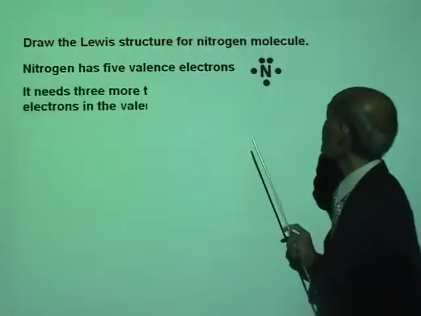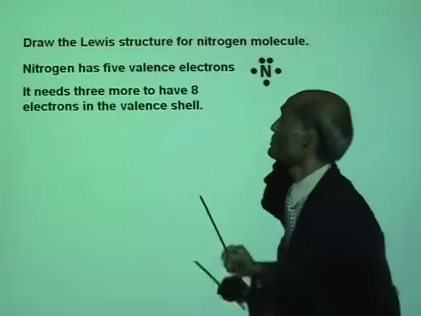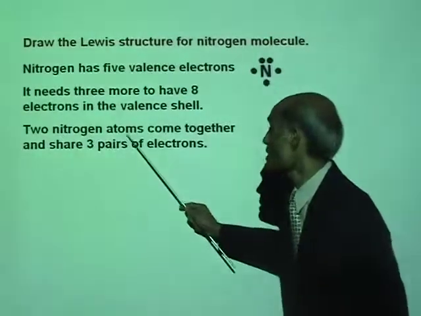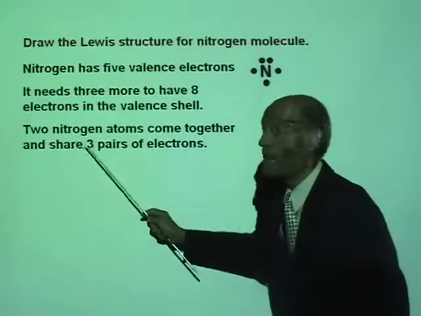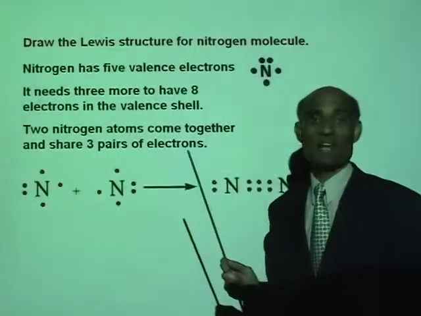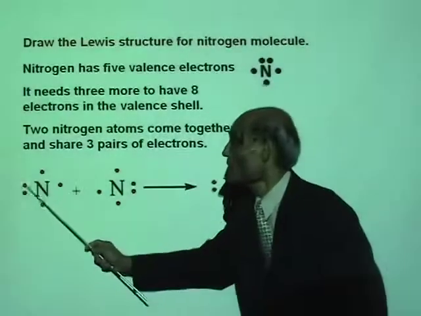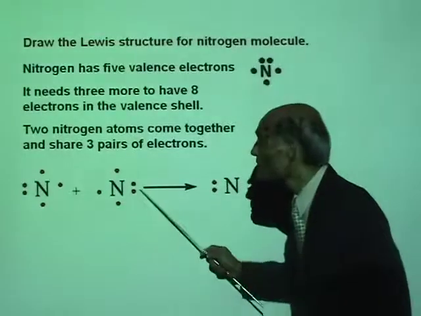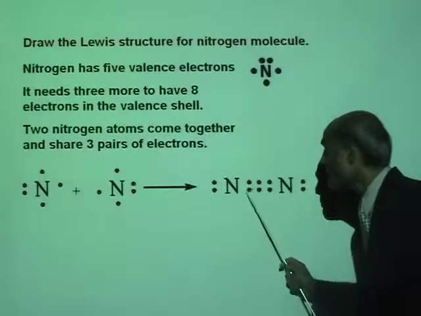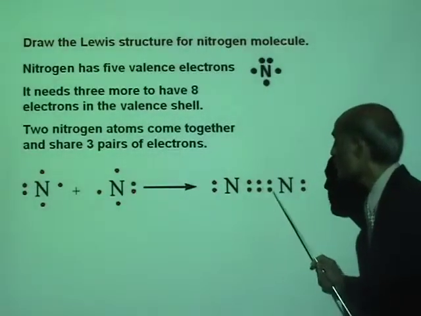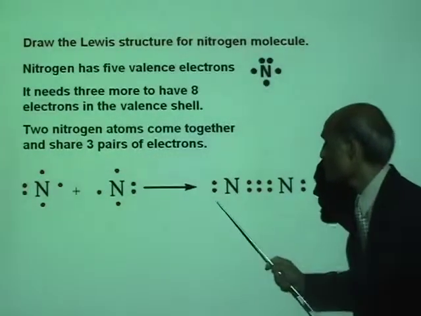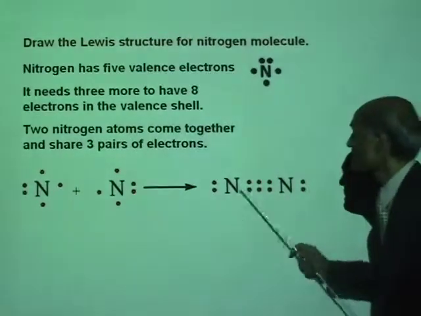So this is one nitrogen. It needs 3 more to have the 8 electrons in the valence shell. So 2 nitrogen atoms come together and share 3 pairs of electrons. 3 pairs of electrons. And how do we represent that? The nitrogen coming together with another nitrogen decides to share 1 pair, 2 pairs, 3 pairs. So these 3 pairs are shared by the first nitrogen and also the second nitrogen.